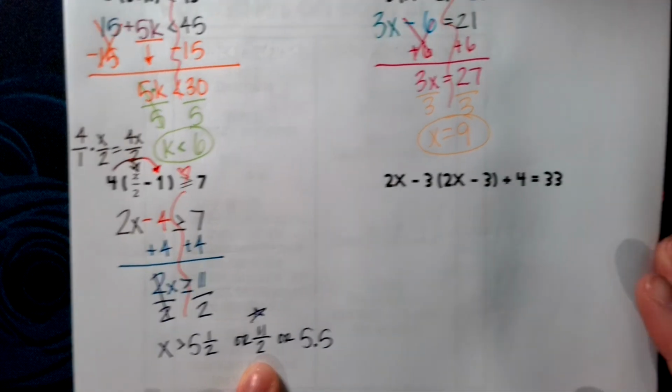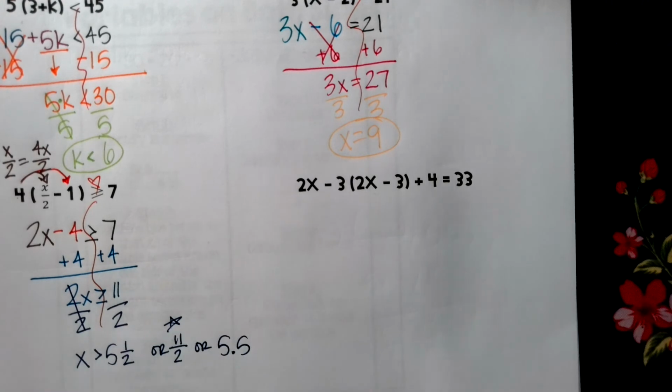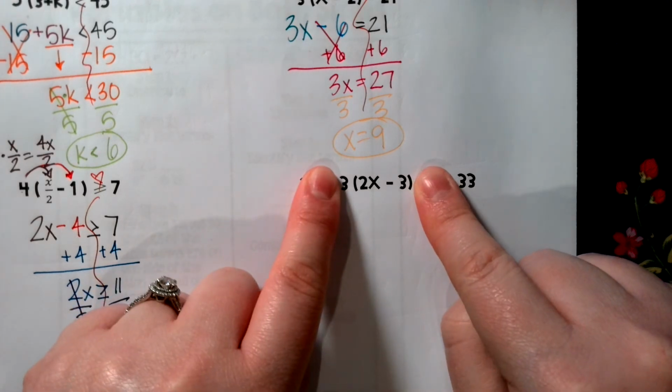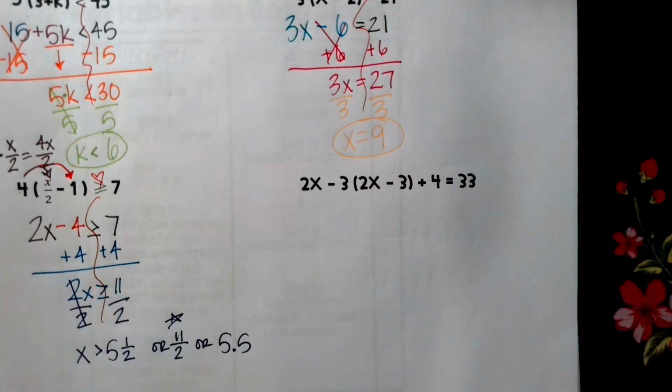Okay. All right, this next one. This one is quite the challenge. You have the distributive property that you're going to have to do there, and you're also going to have to combine some like terms. Go ahead, pause the video. I want you to try this one on your own, and let's see what you get. Good luck.